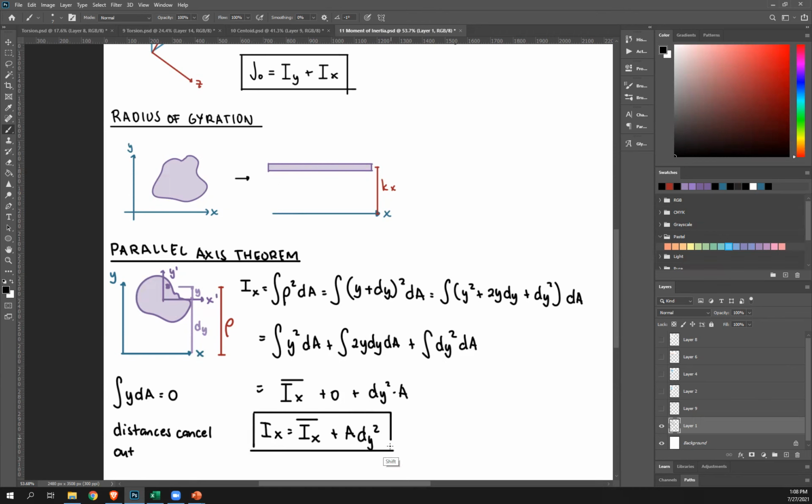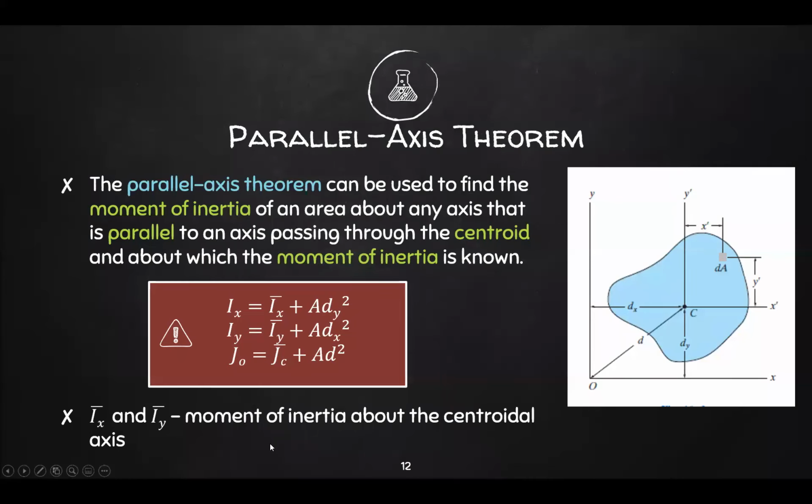And then it's just the same along the y-axis and polar axis as well. Okay? And again, Ix bar, Iy bar are moment of inertia about the centroidal axis. Next.